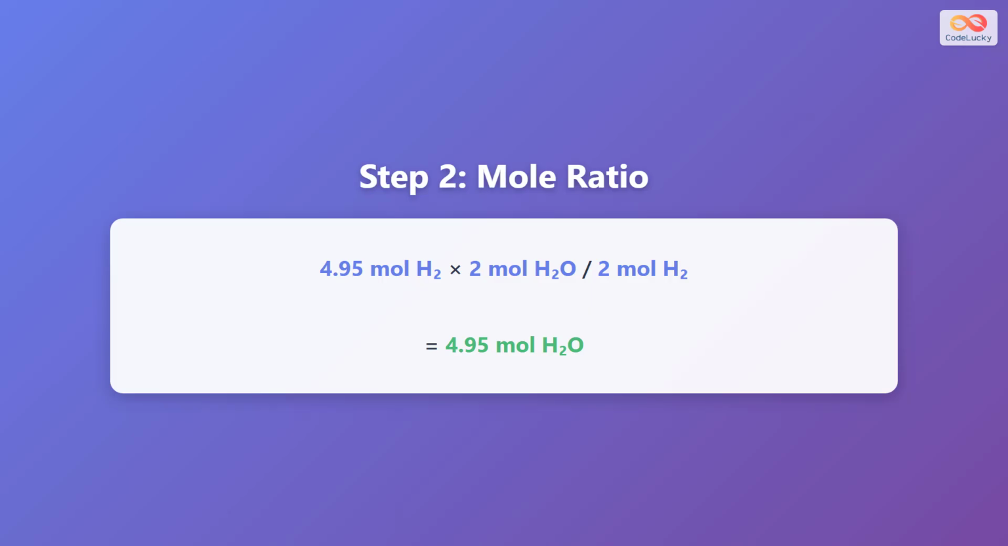In step 2, we use the mole ratio from the balanced equation to convert moles of hydrogen to moles of water. Looking at our equation, 2 moles of H2 produces 2 moles of H2O. The ratio is 2 to 2, which simplifies to 1 to 1. We multiply 4.95 moles of H2 by 2 moles of H2O over 2 moles of H2. This gives us 4.95 moles of water.